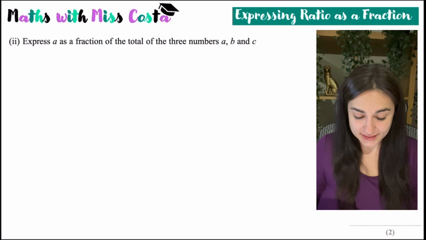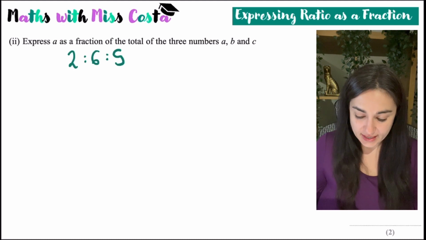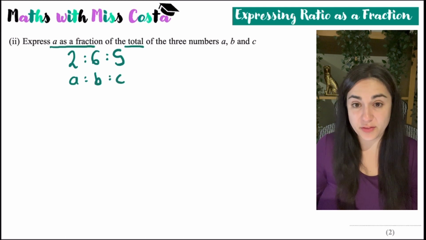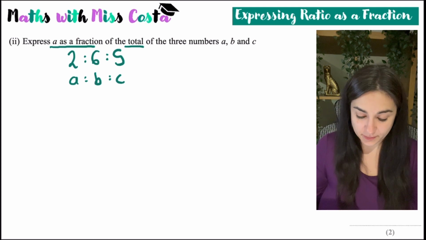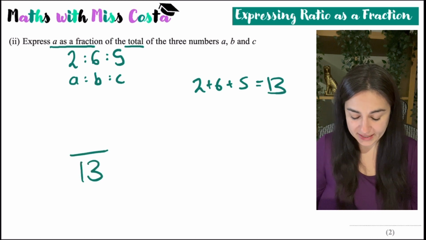So I know from the last part of the question that the ratio was 2 to 6 to 5. And that was an A to B to C. So I need to write A as a fraction of the total of the 3 numbers. So what do the 3 numbers total to? Well, 2 plus 6 plus 5 is 13. So I know it's going to be out of 13.